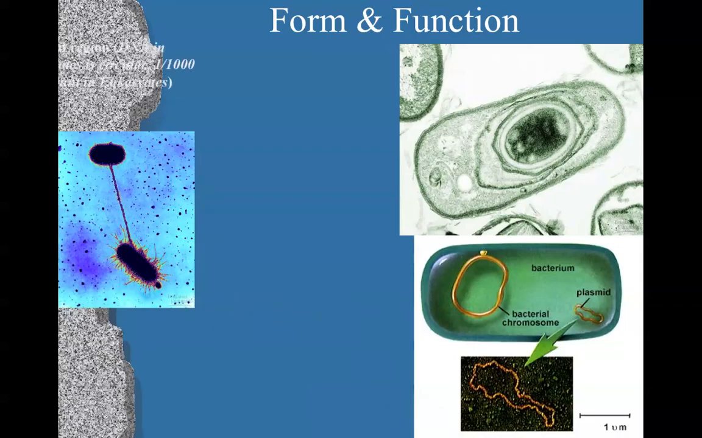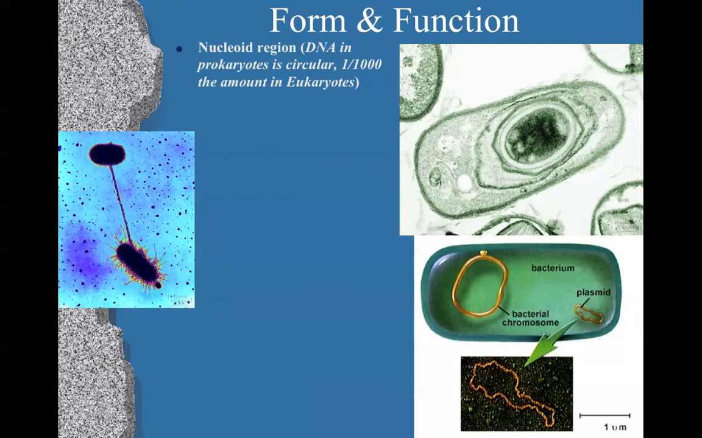Alright, so let's take a look at another couple of the structures that exist inside of bacteria. One of them is the nucleoid region. So remember that bacteria don't have a nucleus, they just have a general area where their DNA is located. Remember that their DNA is circular and that it's much smaller than the amount that's in eukaryotes.